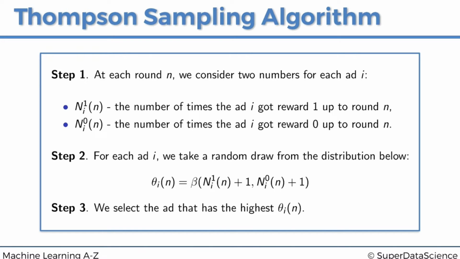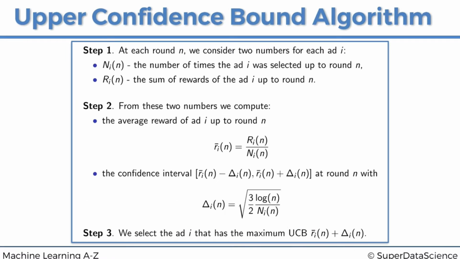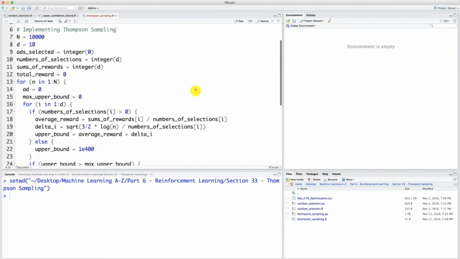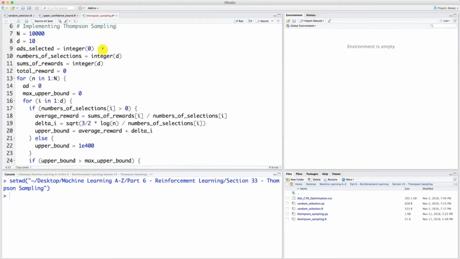And we can notice that if we compare this Thompson sampling algorithm to the UCB algorithm, well, it's the same step one with different parameters, because as you can notice here, in step 1 of the upper confidence bound algorithm, we also considered two numbers. And these two numbers are the number of times the ad i was selected up to round n, and the sum of rewards of the ad i up to round n. So if we have a look at this code section here, which is the code section for the upper confidence bound algorithm, well, we can see that these two parameters are here, and that these parameters are no longer the parameters for Thompson sampling.